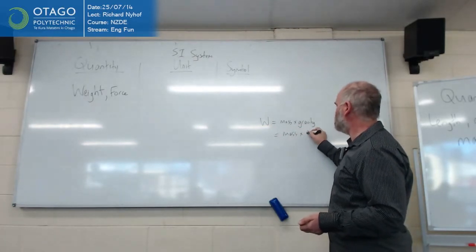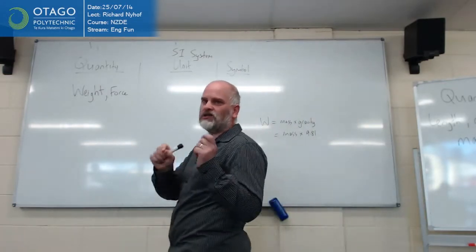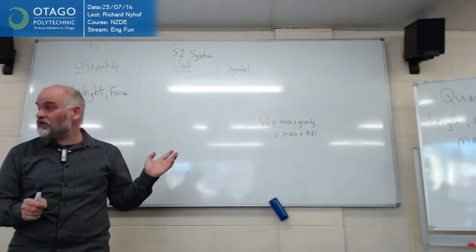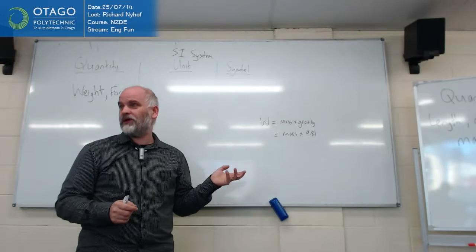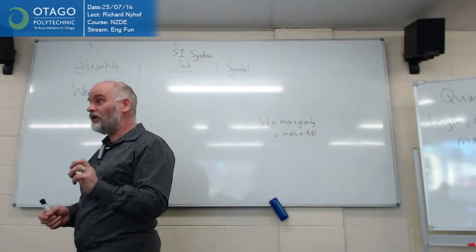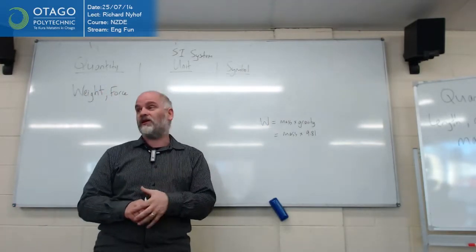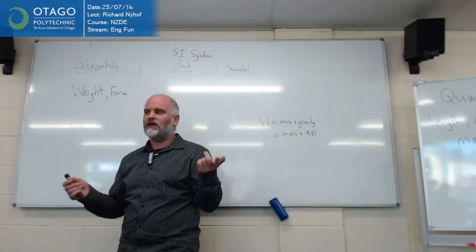On Earth, gravity is about 9.81. It changes slightly depending on exactly where you are, but 10 is pretty close. If you're doing ballpark calculations, 10 is good. But we'll use 9.81 for calculations, so you get into the habit of doing that because that's standard engineering practice. But if you're just doing a rough calculation, 10 is pretty good.